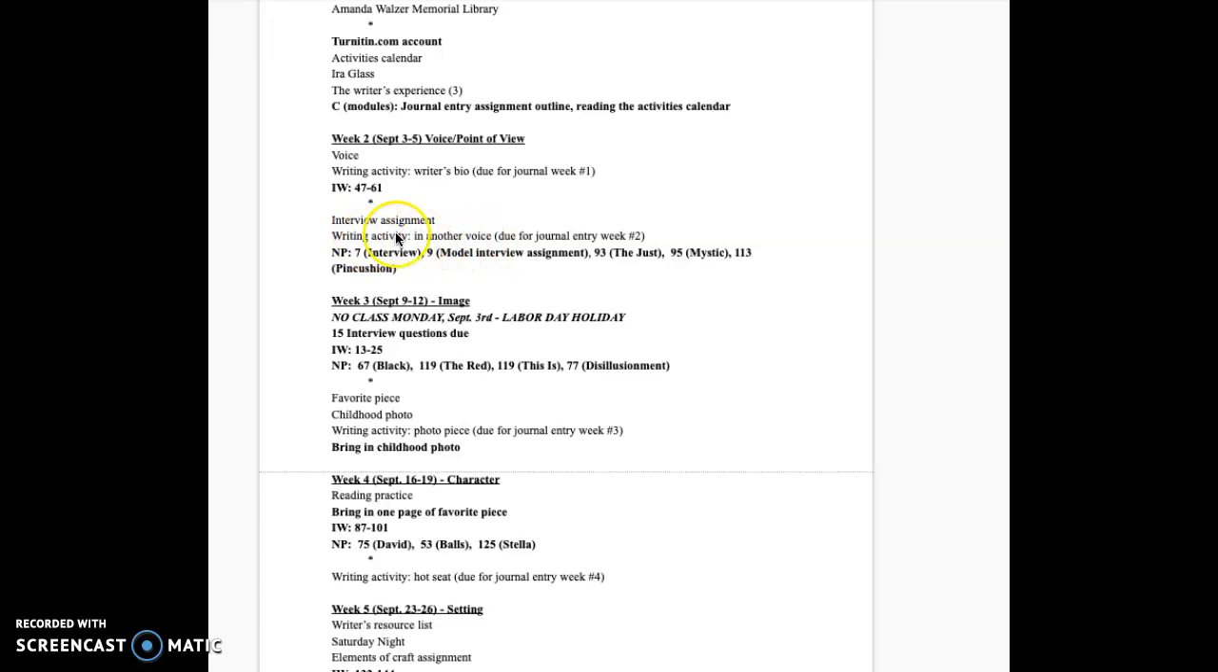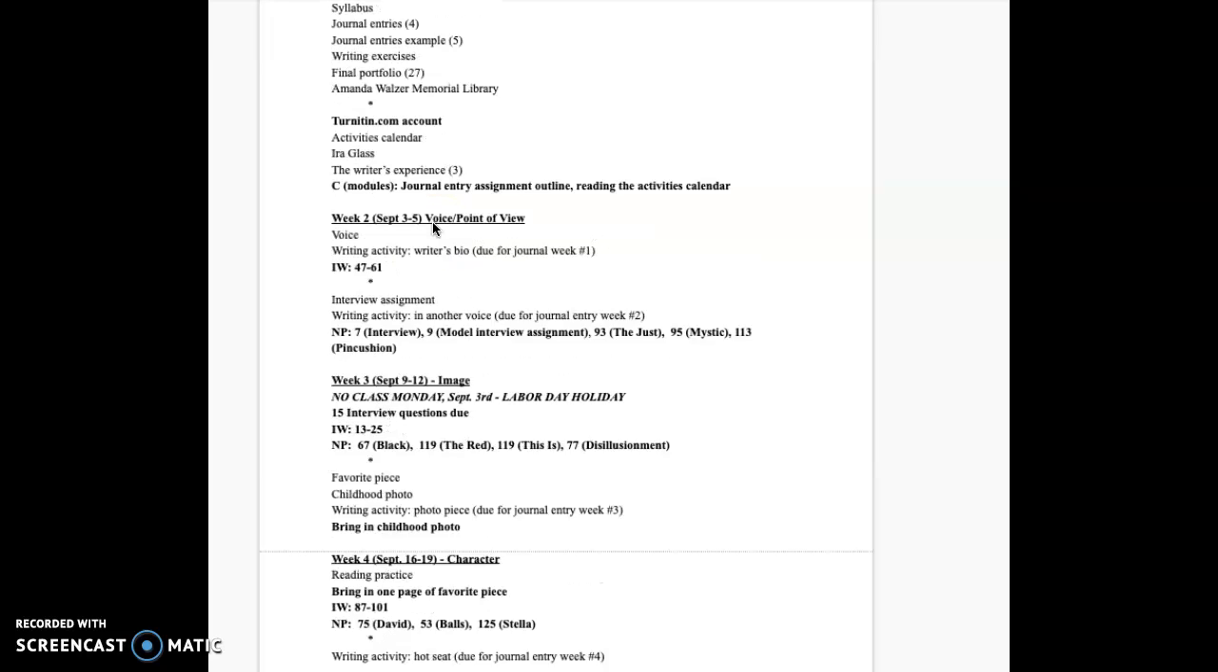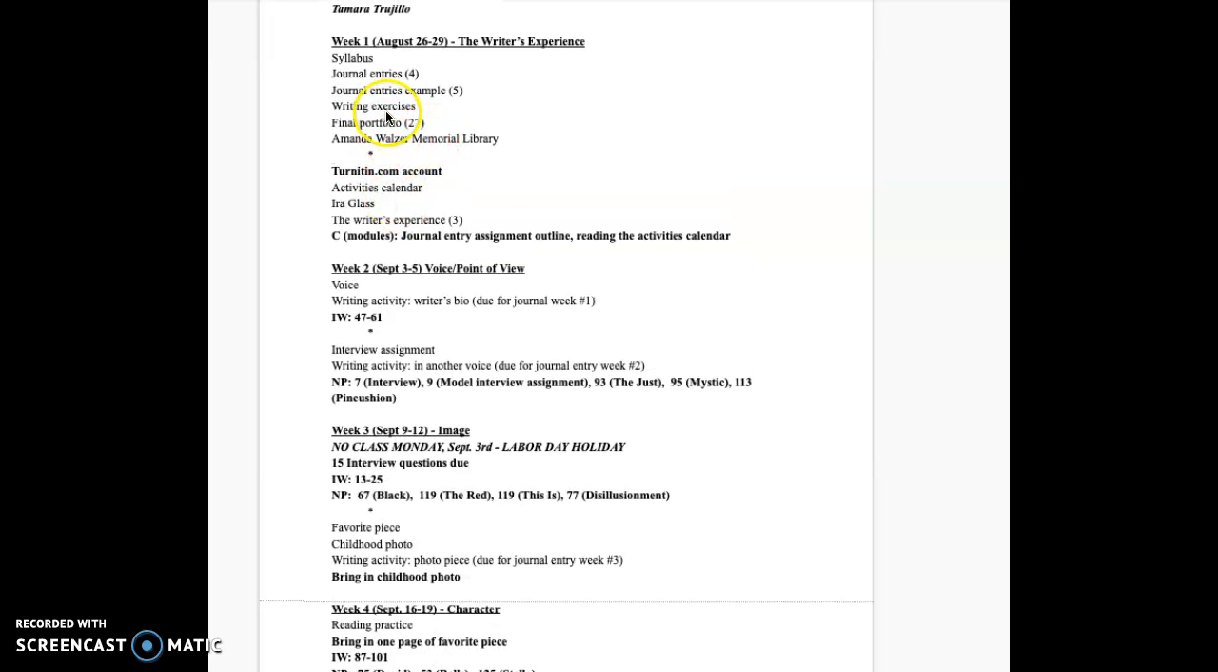That is what we're going to be doing in class, along with talking about the interview assignment. Or like on week number 1, if it's not in bold, it means that's what we're doing in class. So we're going to go over the syllabus, talk about journal entries, example writing exercises, final portfolio, and then I'm going to tell you what the Amanda Walser Memorial Library is. Okay, so if it's in bold, it's due. If it's not in bold, it's what we're going to be doing in class.